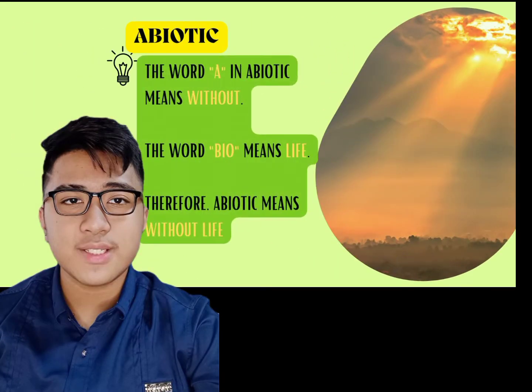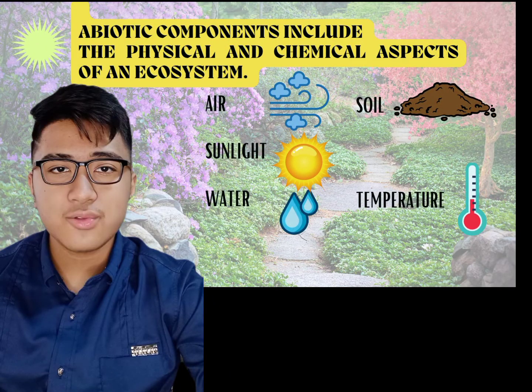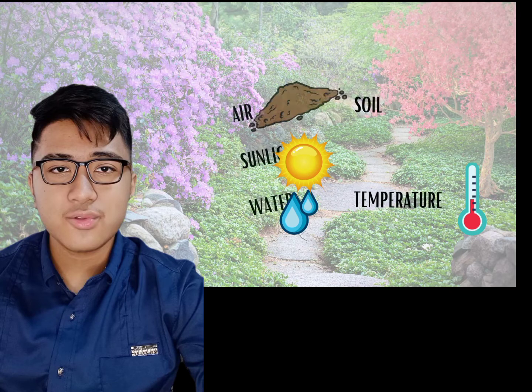The abiotic components. The word a in abiotic means without. The word bio means life. Therefore, abiotic means without life. The abiotic components are the physical and chemical aspects of an ecosystem. Examples of abiotic components are air, water, soil, temperature, and sunlight. These abiotic components have important roles in the survival of living organisms in an ecosystem.